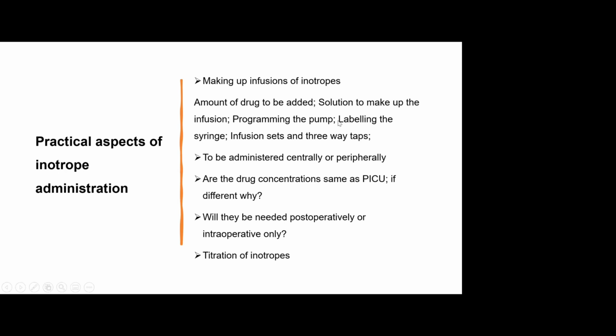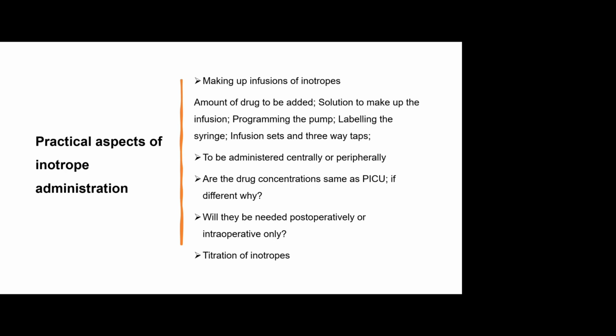We have the Alaris infusion pumps, which have preloaded programs for each of these drugs. Labeling of the syringes: how do we label them, because the majority of patients will go to the ICU? How we manage the infusion sets, and whether we can give them centrally or whether inotropes can be given peripherally as well? What drug concentrations are better in ICU and what in theater?